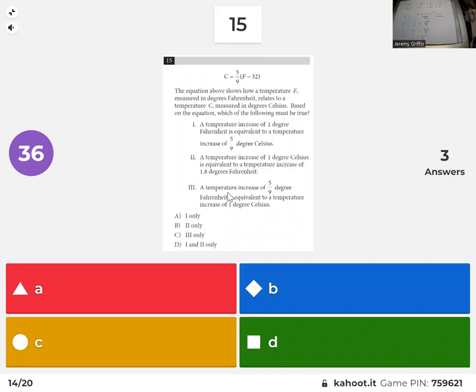Okay. What about that last statement? Statement 3, a temperature increase of 5/9 degree Fahrenheit would be a change of 1 degree Celsius. Because I can tell you what it would be. If you increase Fahrenheit by 5/9, that'd be 5 times 5 is 25 over 9 times 9 is 81. That'd be an increase of 25 over 81 in terms of degrees Celsius, which is not what we're looking for. Right. So those first 2 statements check out. Only those 2.